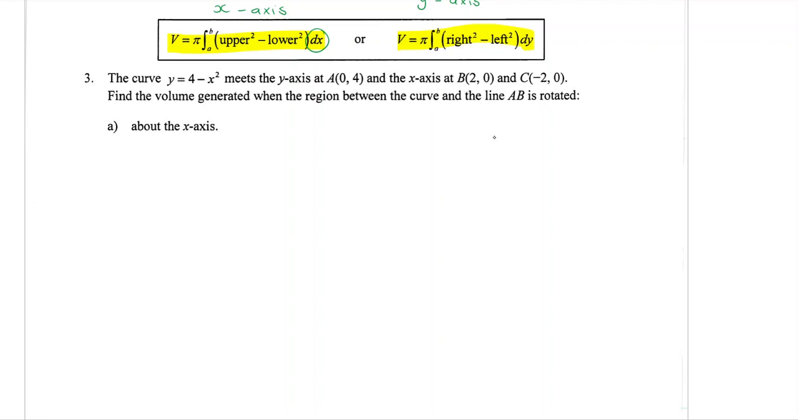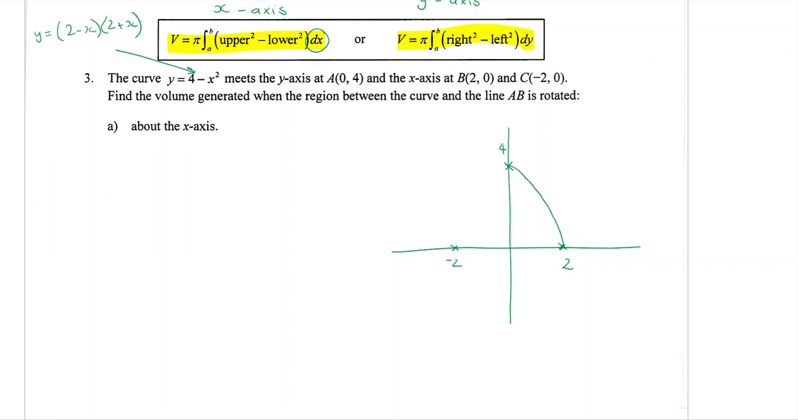We could draw a little sketch of our parabola over here. The 4 would be the y-intercept. And if we were to factorize that, you would get 2 minus x, 2 plus x, which also hopefully indicates our intercepts would be at x is a positive 2 and negative 2. So here is my parabola.